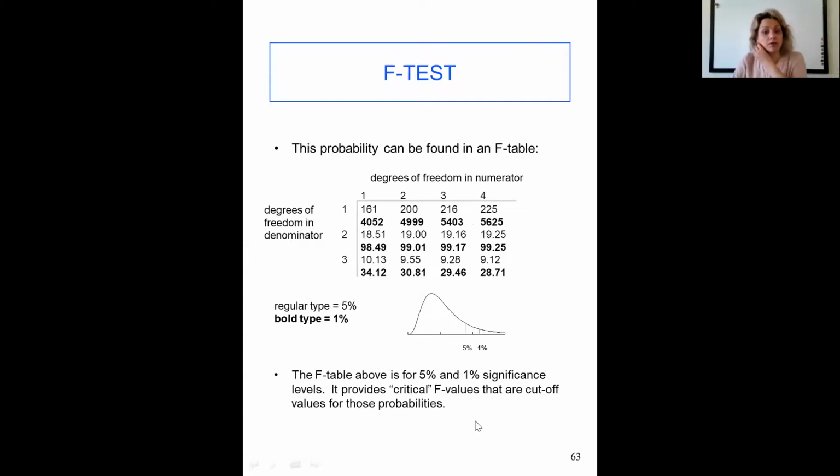The variation that you would have when you have a larger confidence level is more as well, right? So the F value would be large. The F-table above is for the 5% and 1% significance levels. It provides critical F values that are cutoff values for those probabilities. So before going to the next slide, I'm going to show you the F-table.